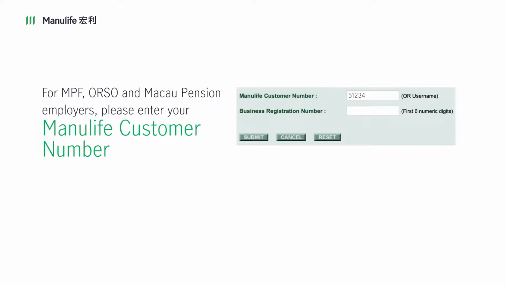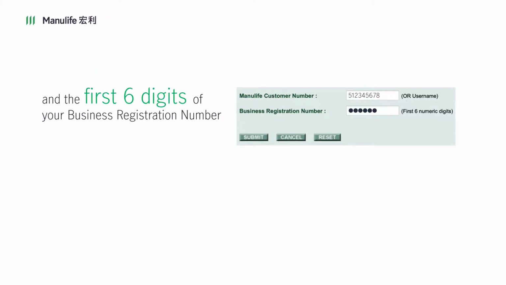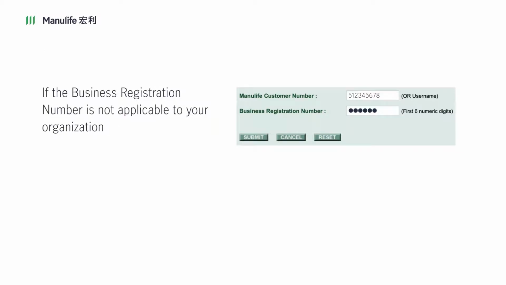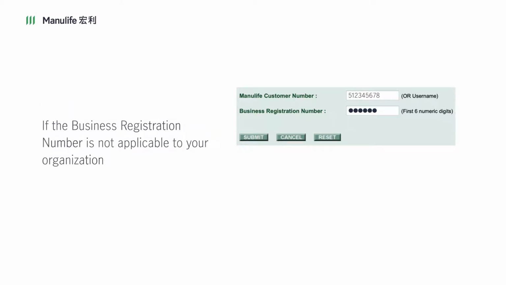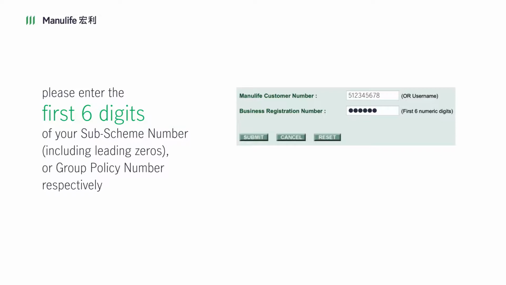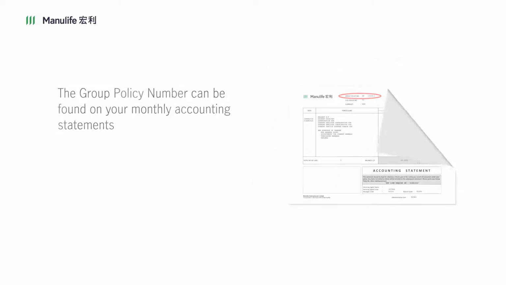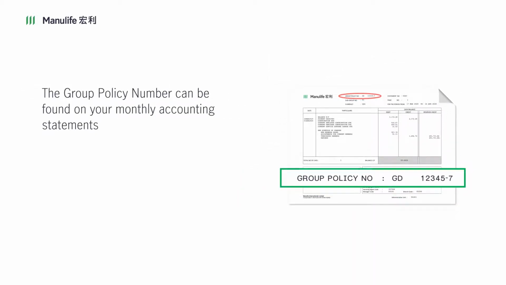For MPF, ORSO, and Macau pension employers, please enter your Manulife customer number and the first 6 digits of your business registration number. If the business registration number is not applicable to your organization, please enter the first 6 digits of your sub-scheme number, including leading zeros, or group policy number respectively. The sub-scheme number can be found on your monthly account statement. The group policy number can be found on your monthly accounting statements.